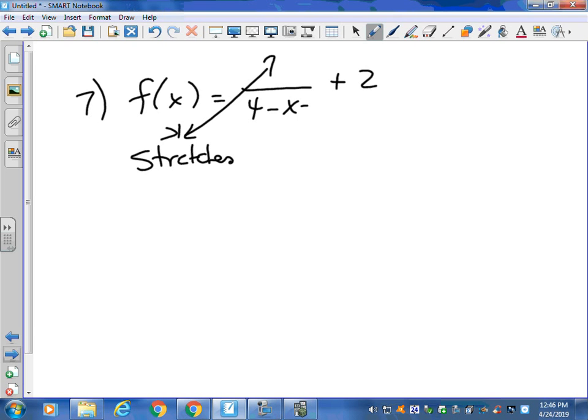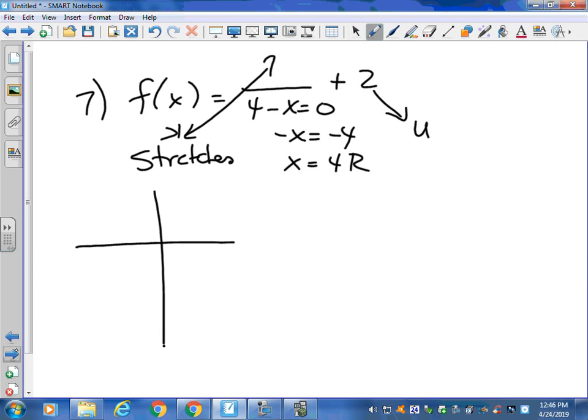Now, you got to set this part equal to 0. So if I take the 4 over and make it negative and divide by -1, I get positive 4. Is that right or left? To the right. What's this 2 doing? Up. Okay.